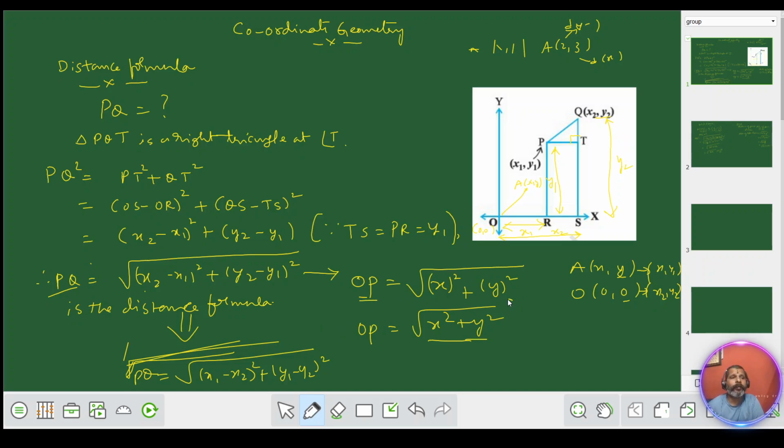So the distance of a point from the origin is this formula, the square root of x square plus y square, because the origin has (0, 0) as its coordinates. So one of the coordinate points will be (0, 0). Please practice these two formulas very well.